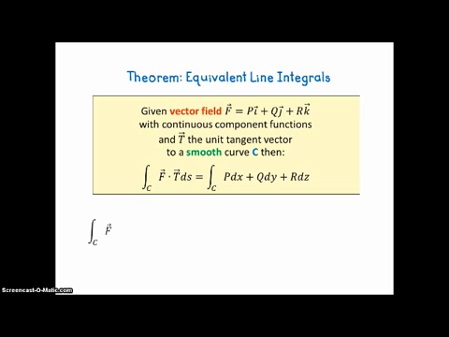Now, why is this true? Well, it's quite simple. We have F dot T ds equal to F dot dr, and F is just P, Q, R, and dr is just the changes along the axes, and so when you dot those together, you get what we have written above.